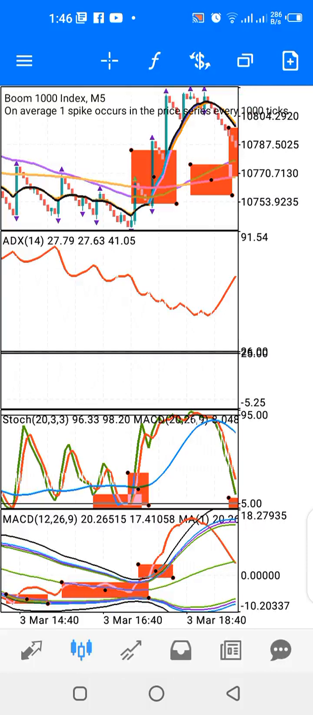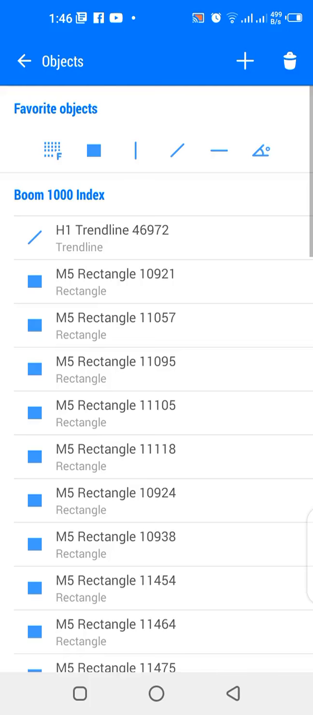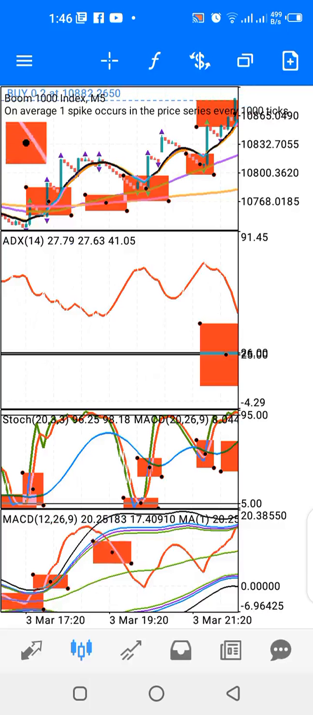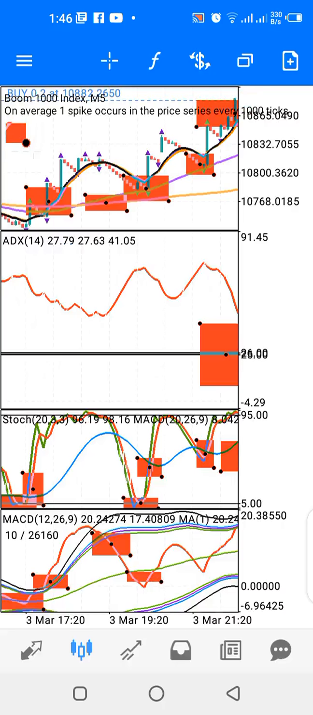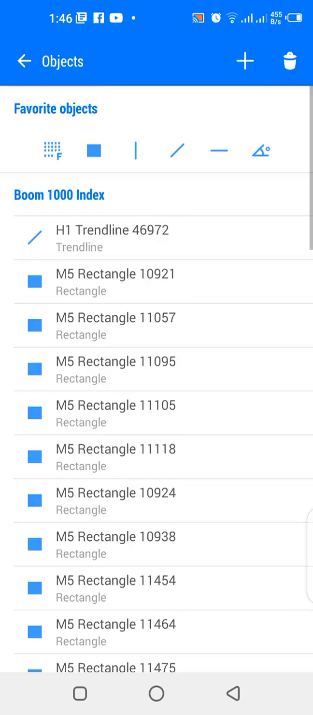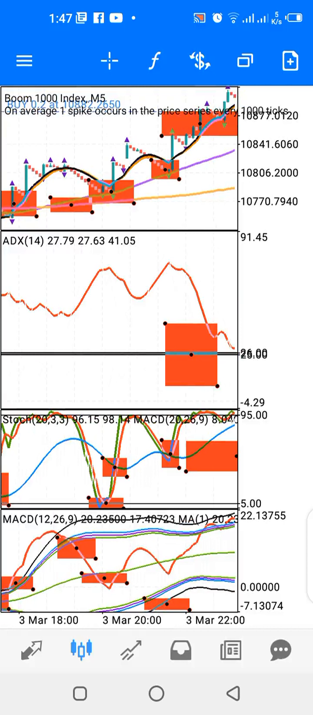Alright, so that's it for boom index. For crash index, the reverse will be the case. So for crash index, when it crosses above and now crosses below the outer band, the upper band here, cross down, signal to sell. If it now crosses the mid band, sell confirmation. If it now crosses below the lower band for crash index, sell continuation.